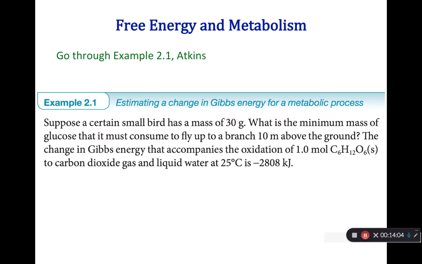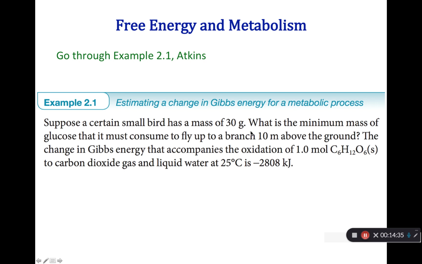So a couple of examples related to the Gibbs free energy and the maximum non-expansion work. Here is an example you can look at in Atkins. Suppose a small bird has a mass of 30 grams. How much glucose must it consume to fly 10 meters above the ground? You can assume that the change in Gibbs free energy that accompanies the oxidation of 1 mole of glucose is this quantity at 25 degrees centigrade.